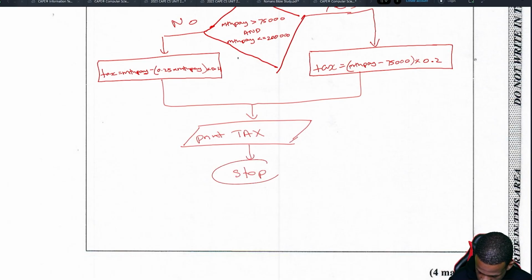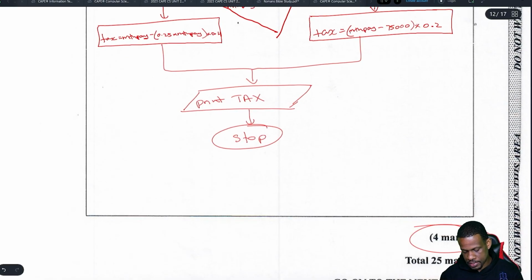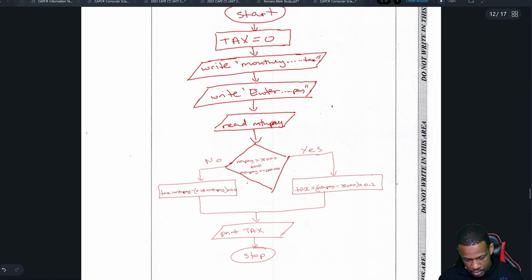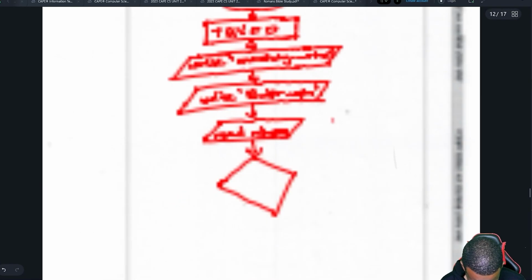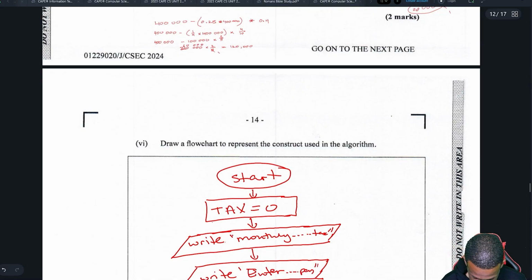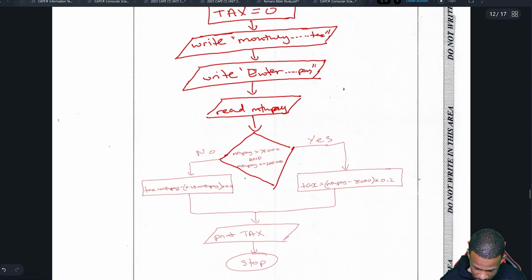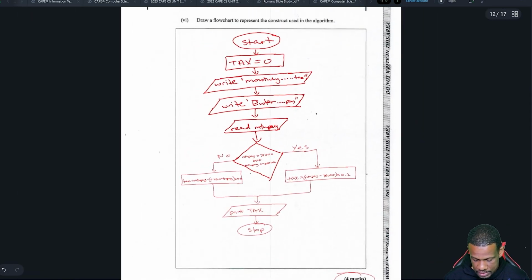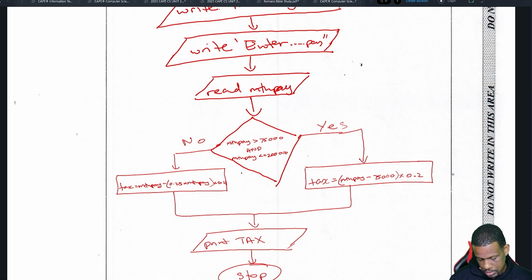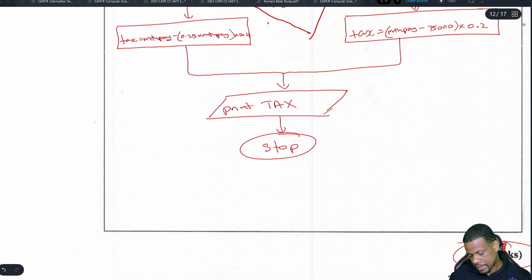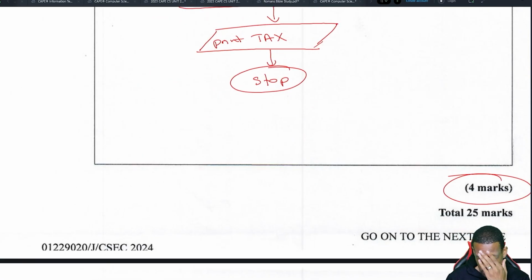Then stop. Ain't no way this is 4 marks. Did I do something wrong? Draw a flowchart to represent the construct using the algorithm. There is no way that this whole flowchart is 4 marks. How? No, God, please, no! Right, so I said all that to say, that's question number 3.